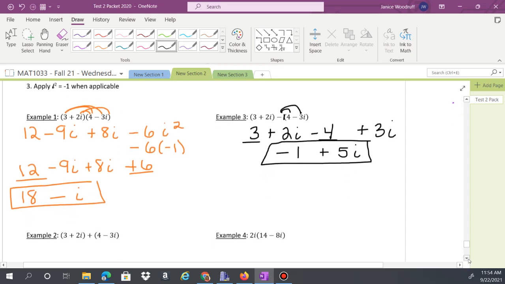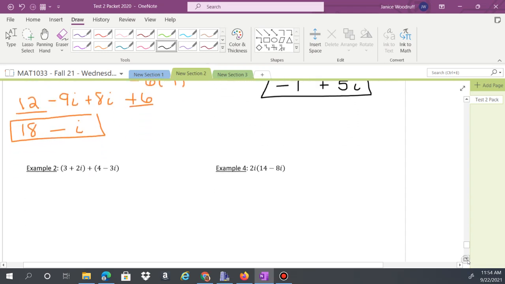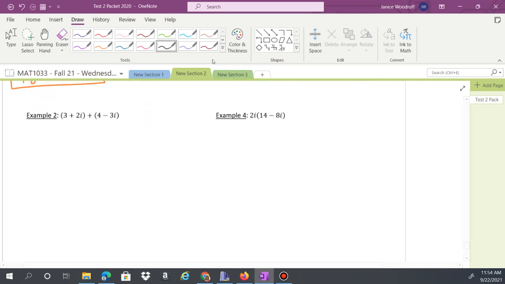Okay, example 2, we are adding. So adding, we're just going to combine like terms, right? 3 plus 4, 7. Positive 2 minus 3 is going to give me what? Just negative 1, right? Negative 1i.